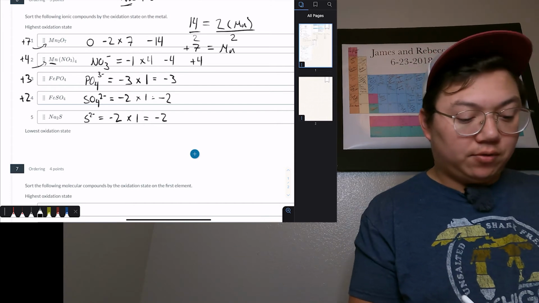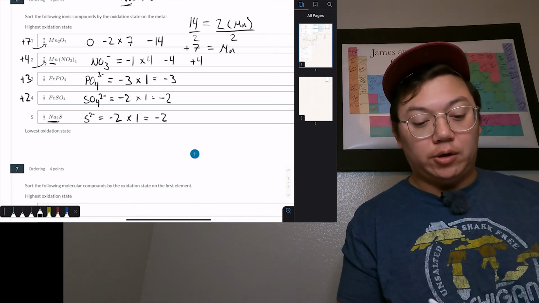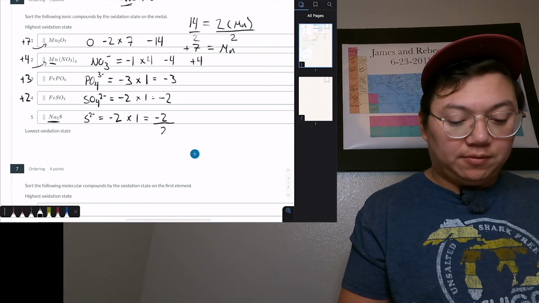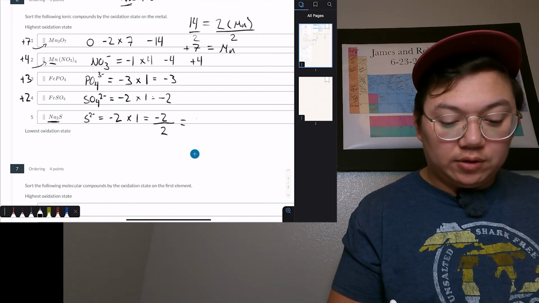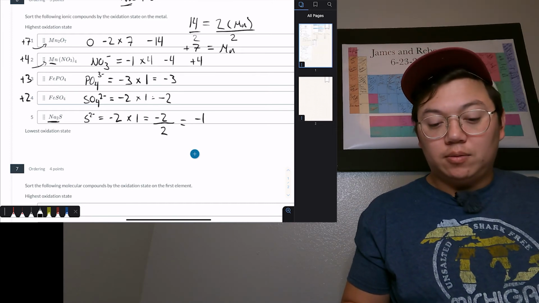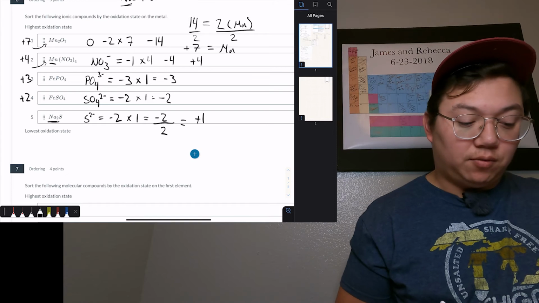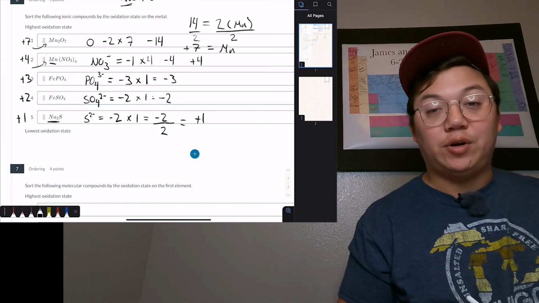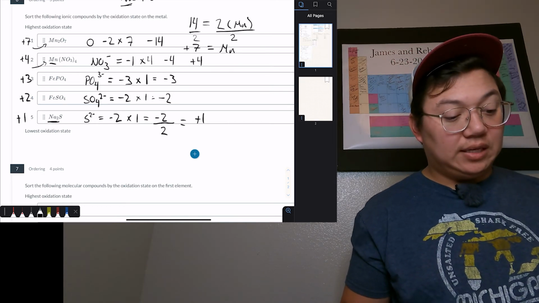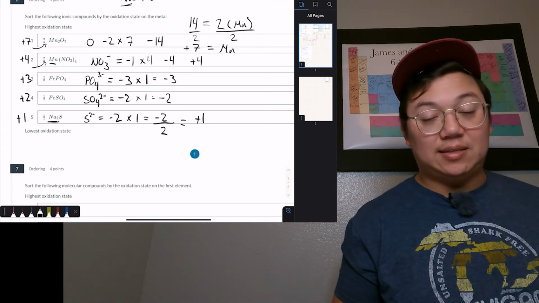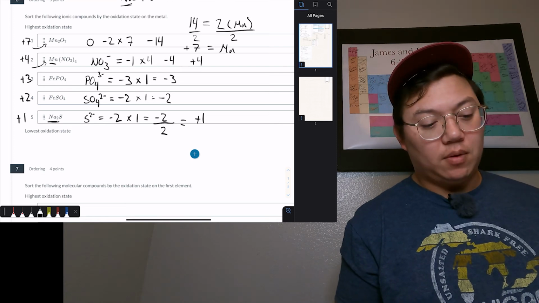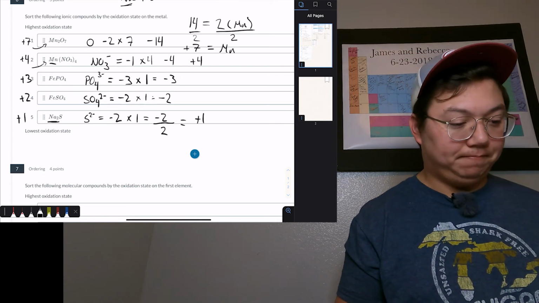And now because we have 2 cations, we need to divide our charge by the number of cations. So -2 divided by 2 equals -1. But because our cation needs to have a positive charge, we just flip the sign, so it's a positive 1, so +1 for each sodium metal atom. So this list is already in the correct order, but that's how you do that kind of problem. You're really just determining the charge on the metal. And by determining the charge, that tells you the oxidation state.